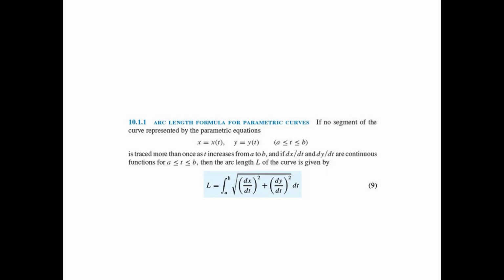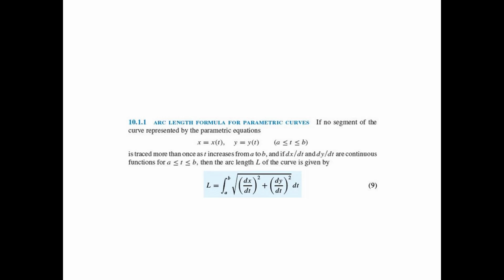So if no segment of the curve represented by the parametric equations x equals x of t and y equals y of t is traced more than once as t increases from a to b, and if dx/dt and dy/dt are continuous functions for a less than t less than b, then the arc length L of the curve is given by this formula: the integral of the square root of (dx/dt) squared plus (dy/dt) squared.